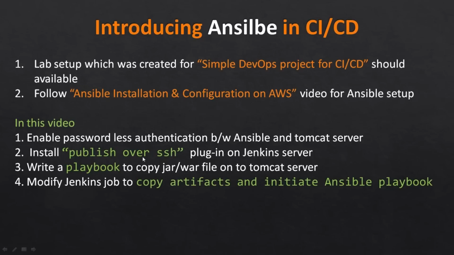Once we have installed Publish Over SSH and our playbooks are available, we are going to modify the existing job which I created in the previous video. The same job I'm going to modify according to the current infrastructure. Once we have done that, we are just going to trigger the job. It should initiate and the deployment should happen. And if we change the code, after changing the code, again if we trigger the job, it should deploy the latest code. Hope you understood what we are going to do. With that, let's go and do it.